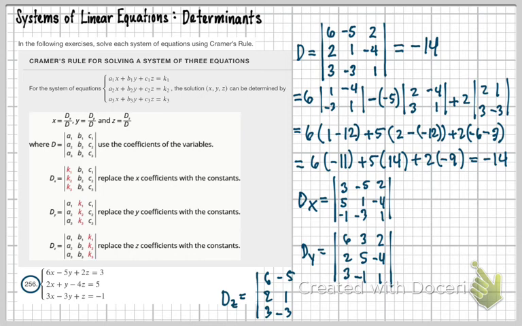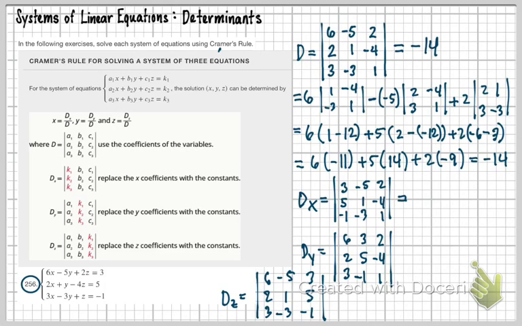Now, one of the big problems here that you might want to be careful with is make sure when you're rewriting these that you don't mix anything up or miss a sign. It's going to be so easy to do here because I'm moving around a lot, it seems like. And then for my last column, that's going to be my number column. That's why I call it dz. And that's going to be that 3, 5, -1. So there's my third one. That'll be my dz.